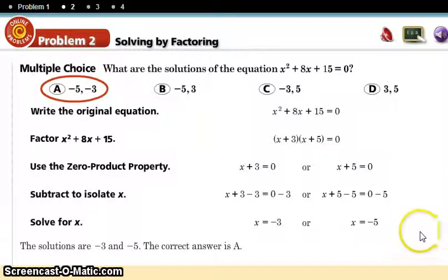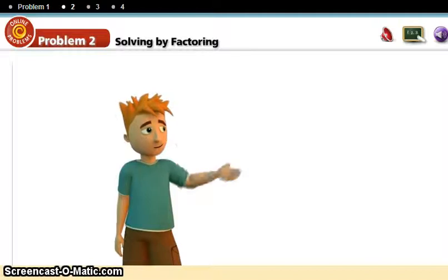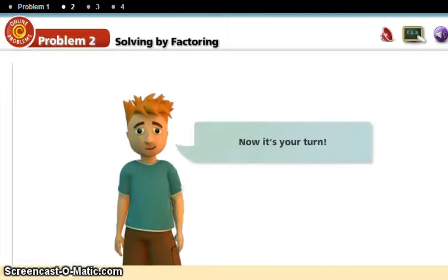All right, so be very careful. 3 and 5 were the numbers you needed at the beginning to factor, but they are not the solution because you have to set each binomial equal to 0 and solve for x. So be very careful with that. Now it's your turn.